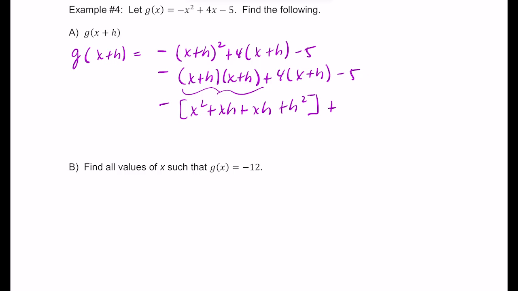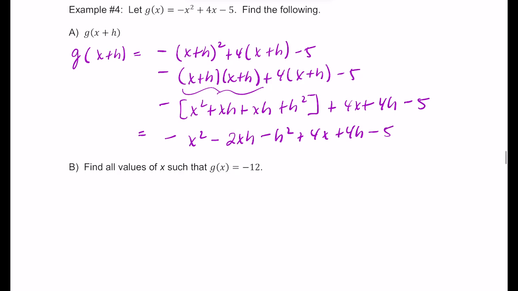And then I'm going to distribute through the 4, so you get 4x plus 4h, and then the negative 5 just kind of drops down. So in this next step, I'm going to distribute the negative through, and this guy right here, there's two xh's, so if I combine them, that would just give me 2xh. So what I'm left with is negative x squared minus 2xh minus h squared plus 4x plus 4h minus 5.